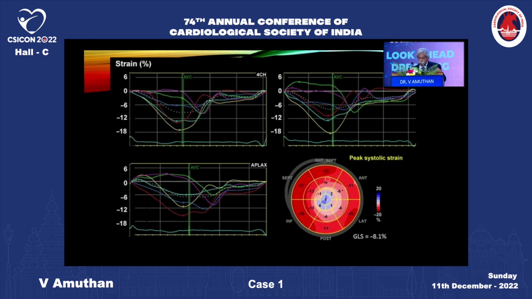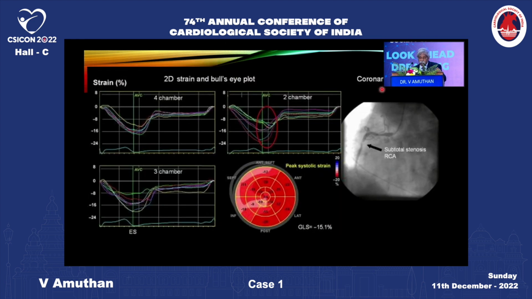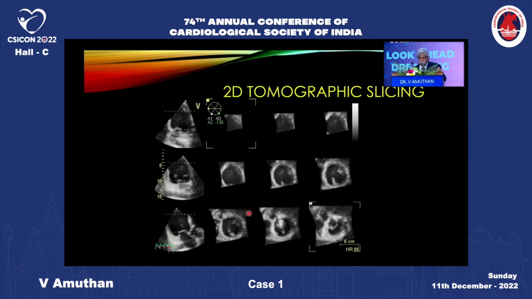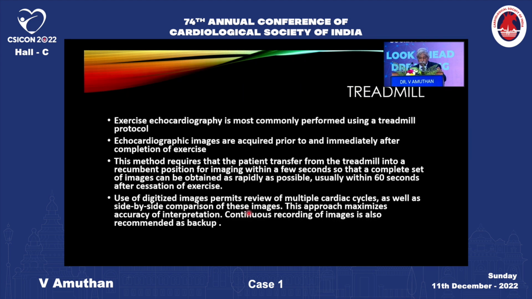This is the LAD territory, and the apex is totally gone, and you can see that in all the areas. This is the apical long axis, 4-chamber and 2-chamber, where you can see this is the RCA territory. You can see the patient is having subtotal stenosis of RCA, and this is the distribution of the RCA territory. So 2D tomography is also useful.